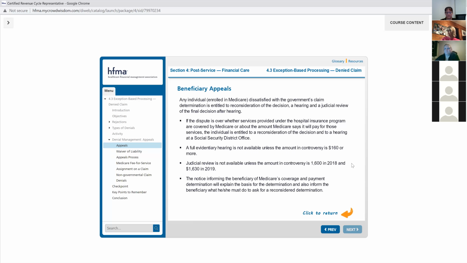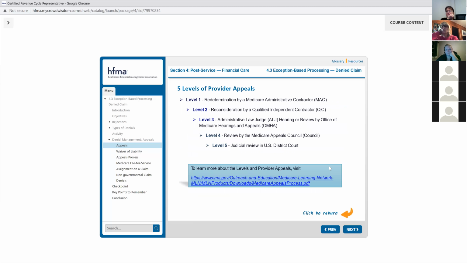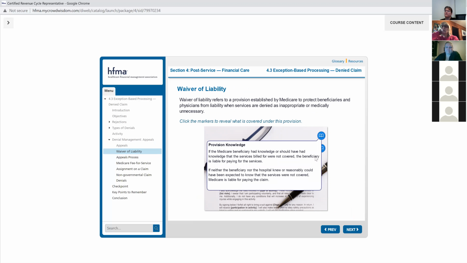Okay, next. Waiver of liability refers to a provision established by Medicare to protect beneficiaries and physicians from liability when services are denied as inappropriate or medically unnecessary. Click the markers. All right, so the provision knowledge: if the Medicare beneficiary had knowledge or should have had knowledge that the services billed were not covered, the beneficiary is liable for paying for the services. If neither the beneficiary nor the hospital knew or reasonably could have been expected to know that the services were not covered, Medicare is liable for paying the claim.